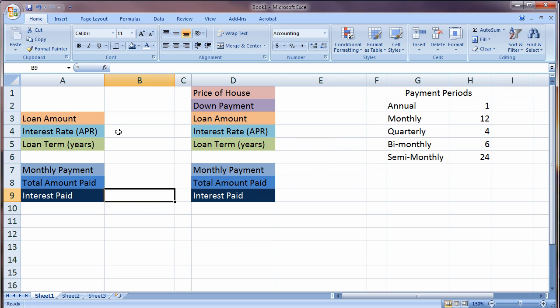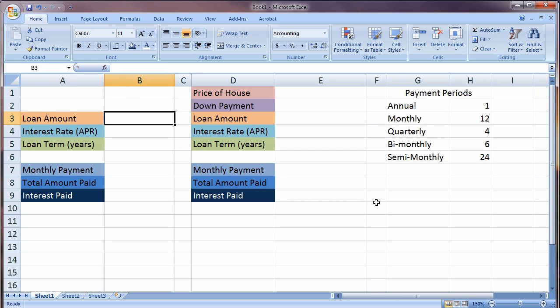So pretty important. Before we go any further, I just want to talk about payment periods. Pretty standard that we do monthly payments, but let's talk about some other vocabulary here. Annual, or once a year payment. Monthly, 12 payments in a year. Quarterly, every 3 months we make a payment, so we're going to make 4 payments. Bi-monthly, every other month, 6 payments in a year. Semi-monthly, 2 payments every month, 24 payments. So for this one, you can see pretty simply we're going to do a monthly payment.